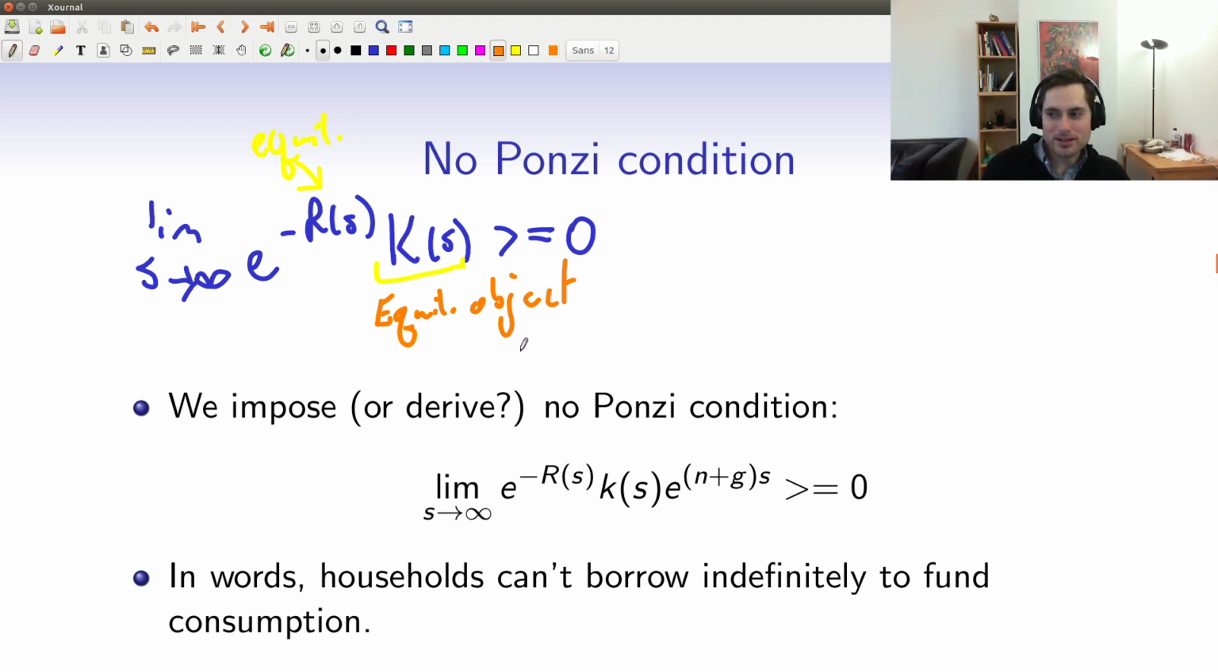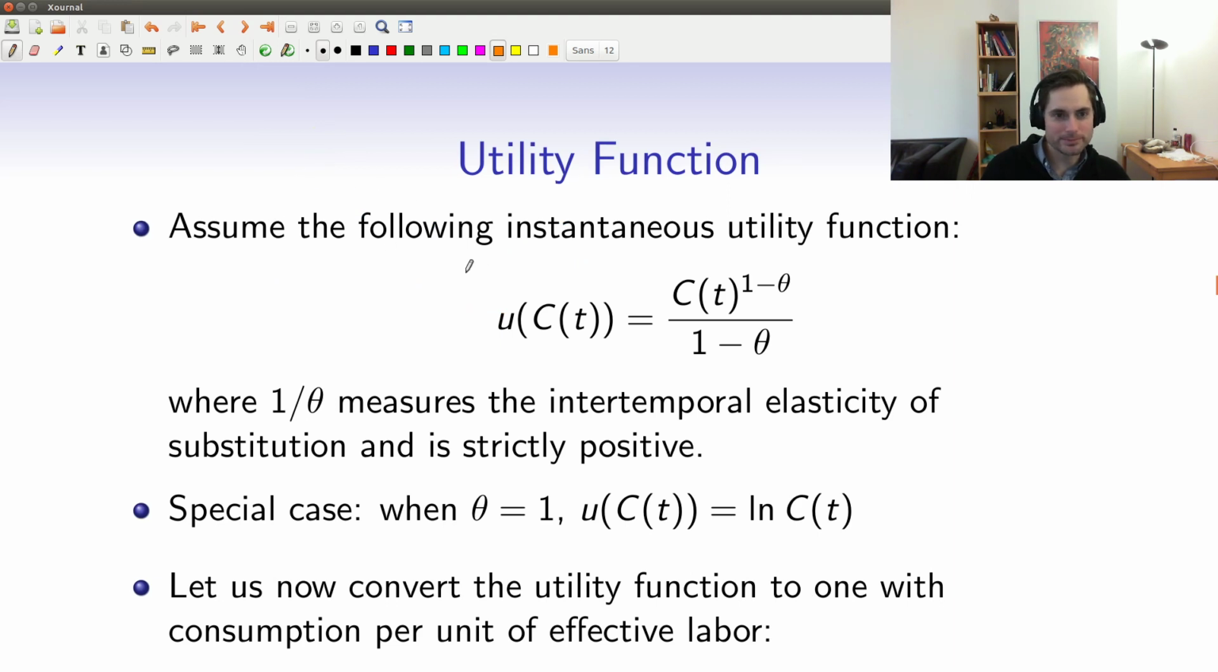You're not even really going to see it in the rest of the derivations. It's just something that is implicitly there in the background, to rule out that sort of equilibrium. All right, so that's as far as we can go without getting more specific about exactly what sort of utility function we're going to look at.